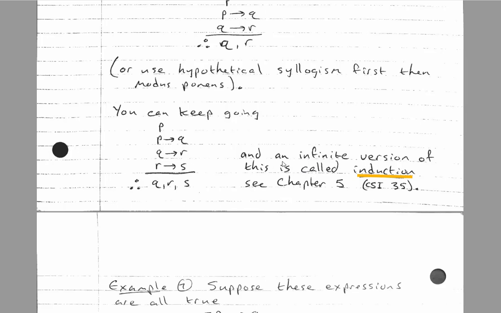And this is a famous method of proof called induction. This is just the first part of it. You can in fact make an infinite string of these arrows and prove infinitely many things are true using this idea. So that's called induction. It's covered in chapter 5, in CSI 35, where we look at induction. But it's just based on this modus ponens, just repeating.